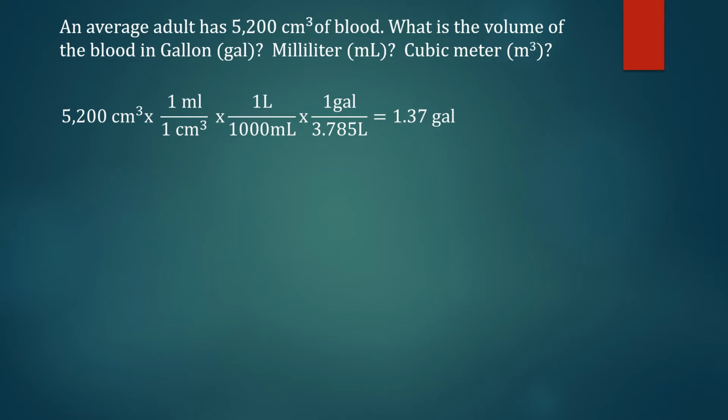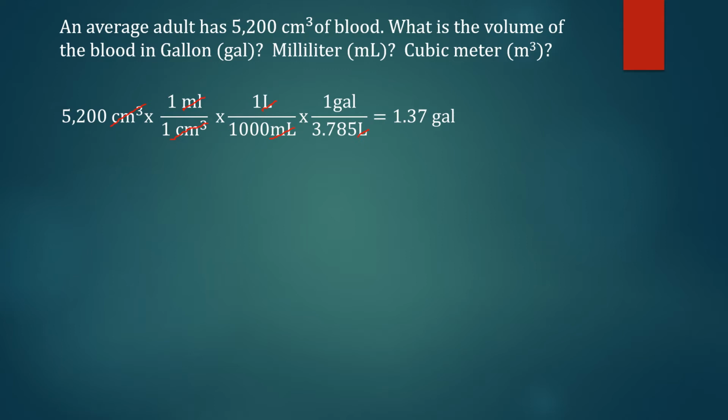So in here, first we converted cubic centimeter into milliliter, then the milliliter into liter, and finally liter to gallon. So just solve for the operations needed, and then we will arrive at the answer 1.37 gallons.